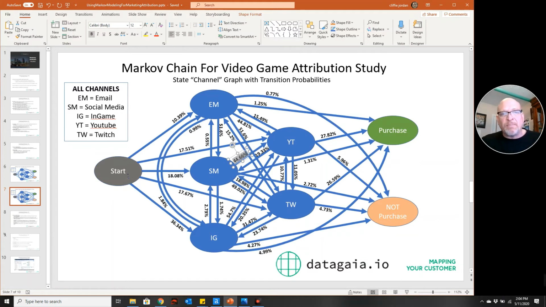With this data, we can now calculate the total probability of any single path. So let's say we got the person, they went from social media to YouTube, email, Twitch, and purchase. The total probability of a purchase following that specific path is, you multiply all of the probabilities. So it'd be 18.8% times 44.66% times 15.49%, 51.6%, and 26.59%. You multiply them all together, that gives you the total probability of that path leading to a purchase.